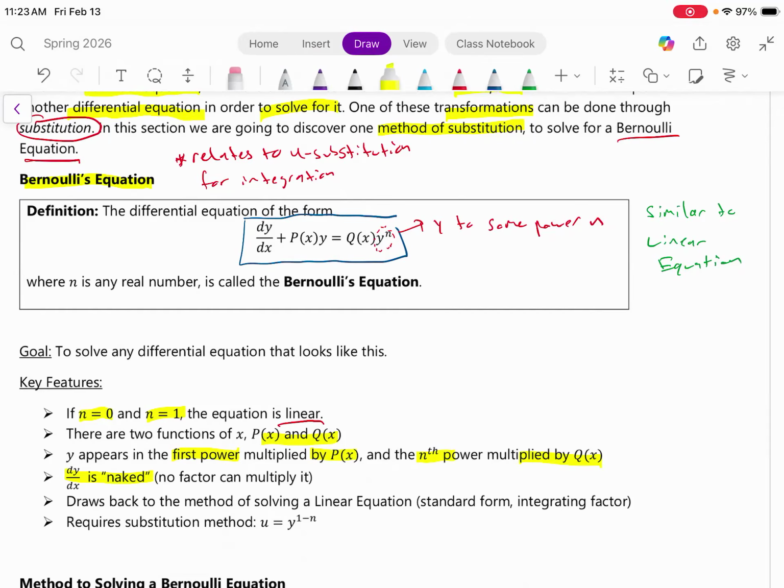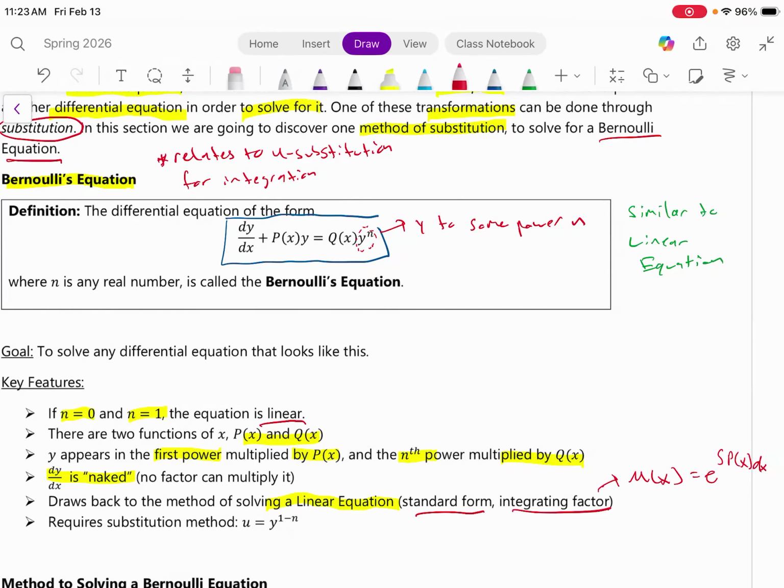And a Bernoulli equation draws back to the method of solving a linear equation, meaning getting into standard form, finding an integrating factor. Okay, getting an integrating factor, the same type of process. And we're dealing with a substitution method. And one thing we're going to utilize here is a substitution of this standard u equals y to the 1 minus n. So we're going to utilize a couple of these components when we start trying problems out.